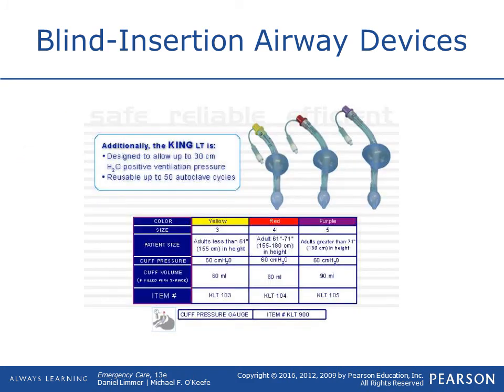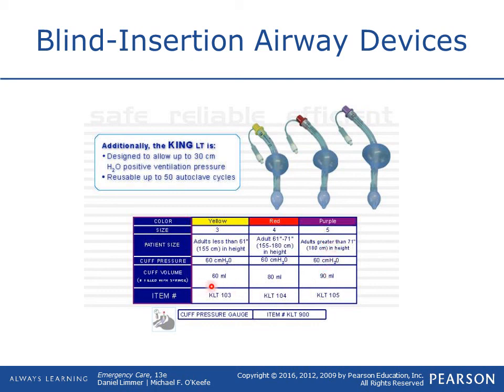King airways do come in multiple sizes. They're color coded for size. As you'll see here, the yellow is a size 3. This is essentially for patients 4 feet and taller. The red, size 4, patients 5 feet and taller. And the purple, size 5, for patients over 6 feet tall.